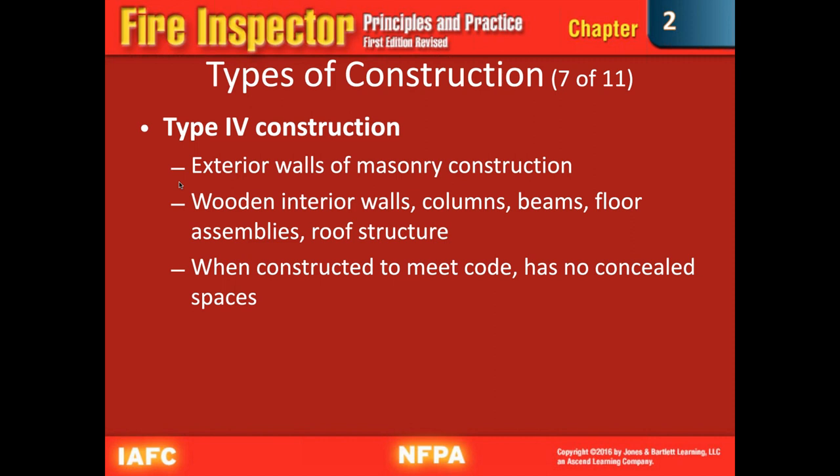That's cool. Type 4 is kind of interesting to me because it's made out of wood, but it's almost as non-combustible as type 3. It's because of the way that it's built. So this is heavy timber. Exterior walls may be masonry, but that's not the defining feature of the structure. Wooden interior walls, columns, beams, floor assemblies, and roof structure could be, some of it could be 2x4, but the actual structure itself is going to be heavy timber.